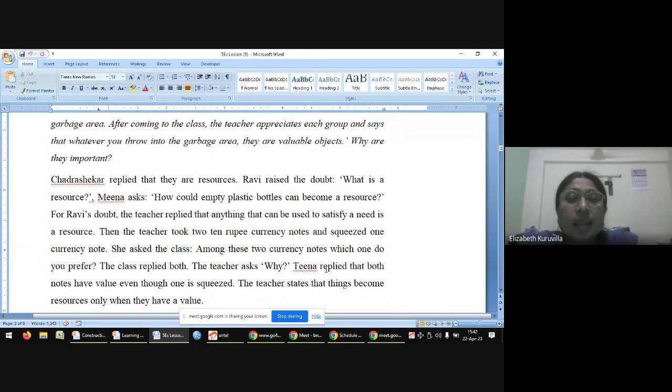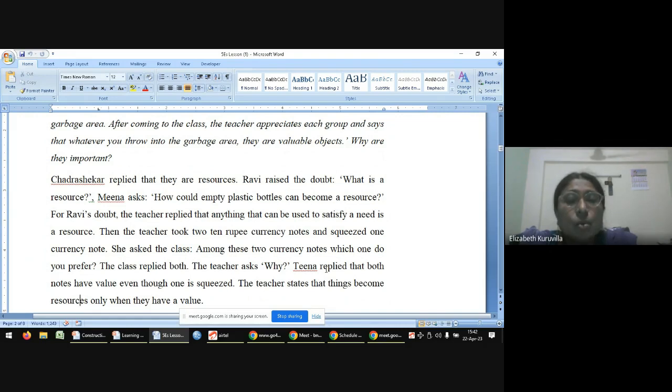Chandrasekhar replied that they are resources. Devi raised the doubt, what is a resource? Meena asked, how could empty plastic bottles become a resource? For the doubts raised, the teacher replied that anything that can be used to satisfy a need is a resource.